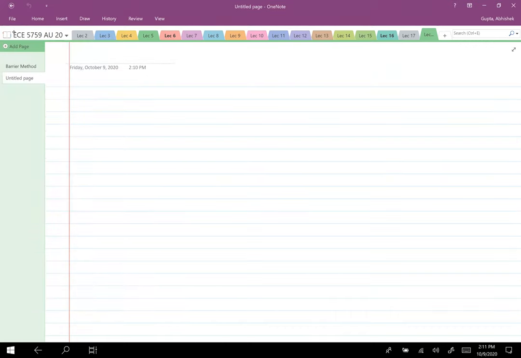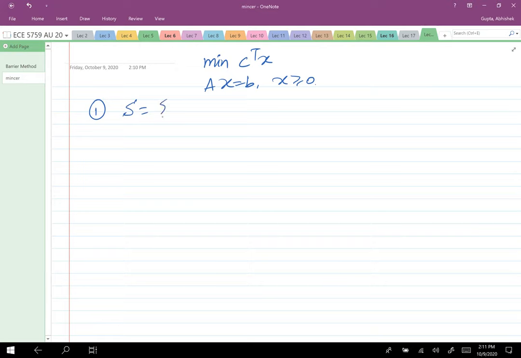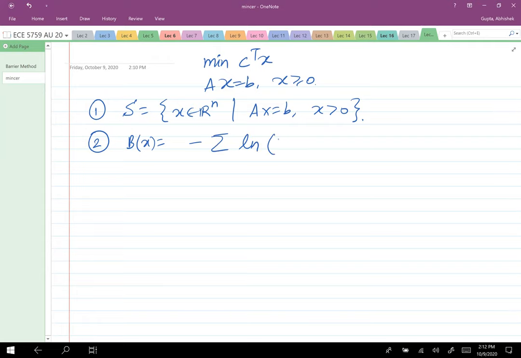So now we are going to solve the following problem. I want to minimize C transpose X, so it's a linear programming problem, such that AX is equal to B, X is greater than or equal to zero. Okay. So the first thing I'm going to do is define my set X, which is X in Rn, such that AX equals B and X is strictly positive. So all the elements of X are strictly positive. And I'm going to use the barrier function. So this is minus summation log of XI.